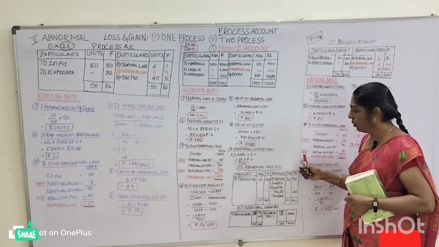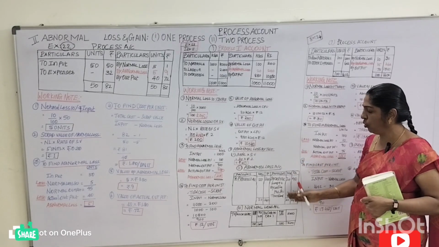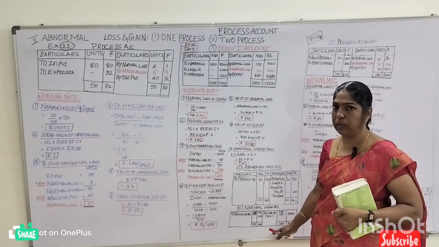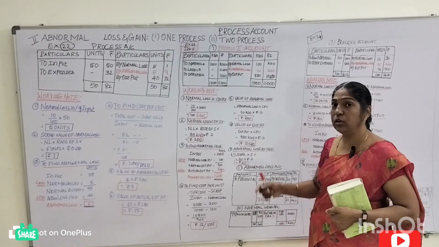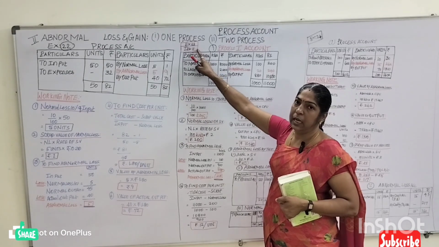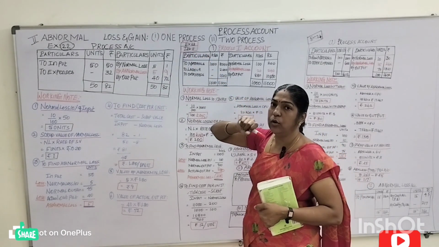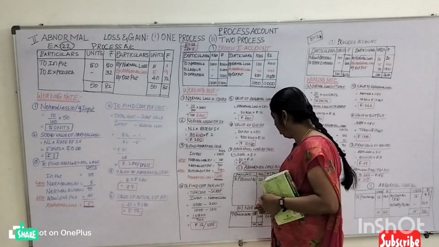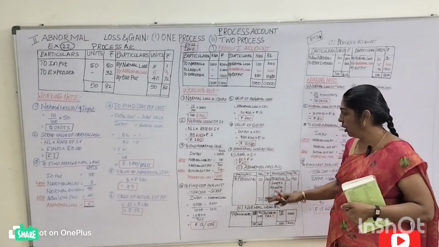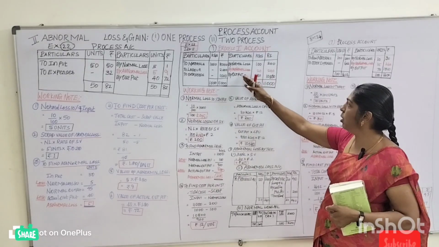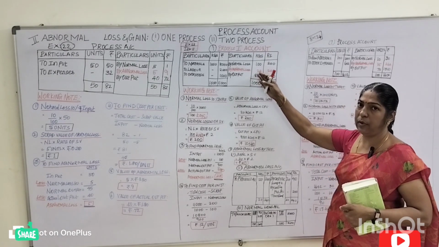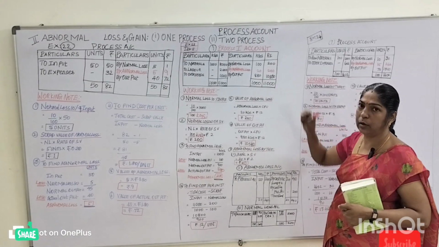So I am going to show you how you can prepare the abnormal loss and normal loss from this question. Okay, it is related to illustration 11. In illustration 11, they ask to prepare the abnormal loss and the normal loss with the same procedure. So what is the abnormal loss? We found 20 kgs. The value of abnormal loss is 240 rupees.